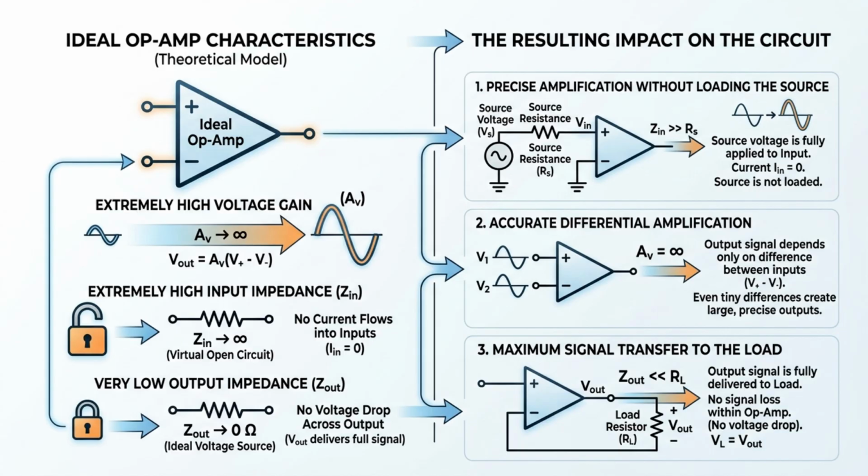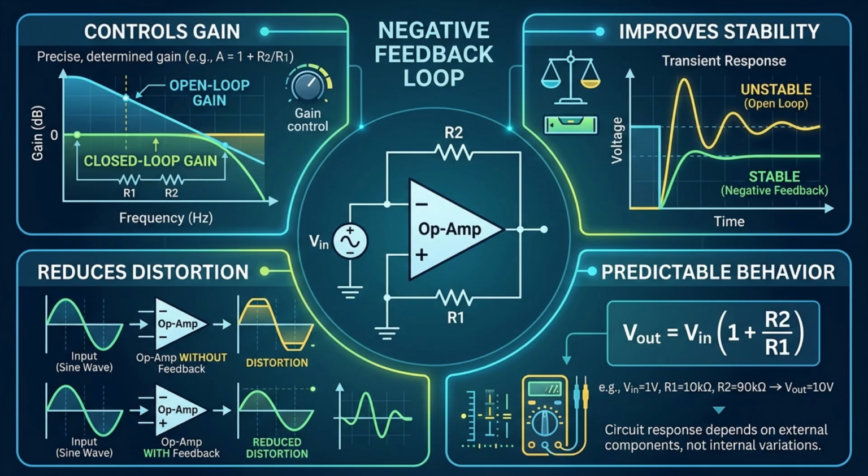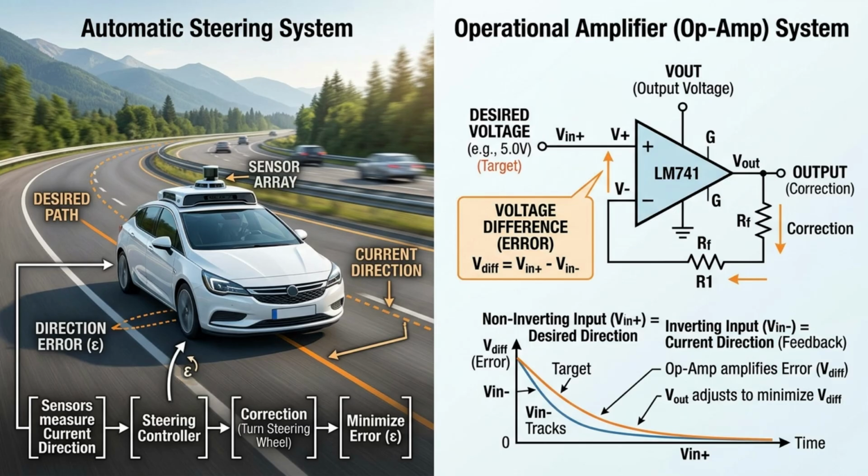An ideal op-amp has extremely high voltage gain, extremely high input impedance, and very low output impedance. These ideal characteristics allow it to amplify signals accurately without significantly loading the source circuit. In practical circuits, op-amps are almost always used with negative feedback. Feedback controls the amplifier's gain, improves stability, reduces distortion, and makes the circuit's behavior predictable.